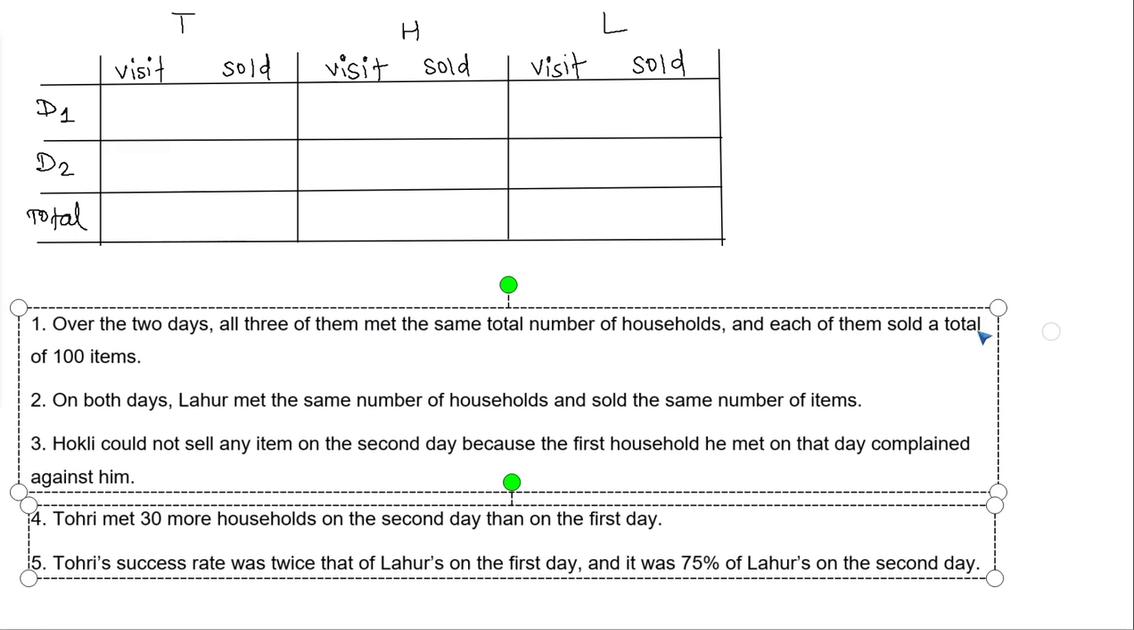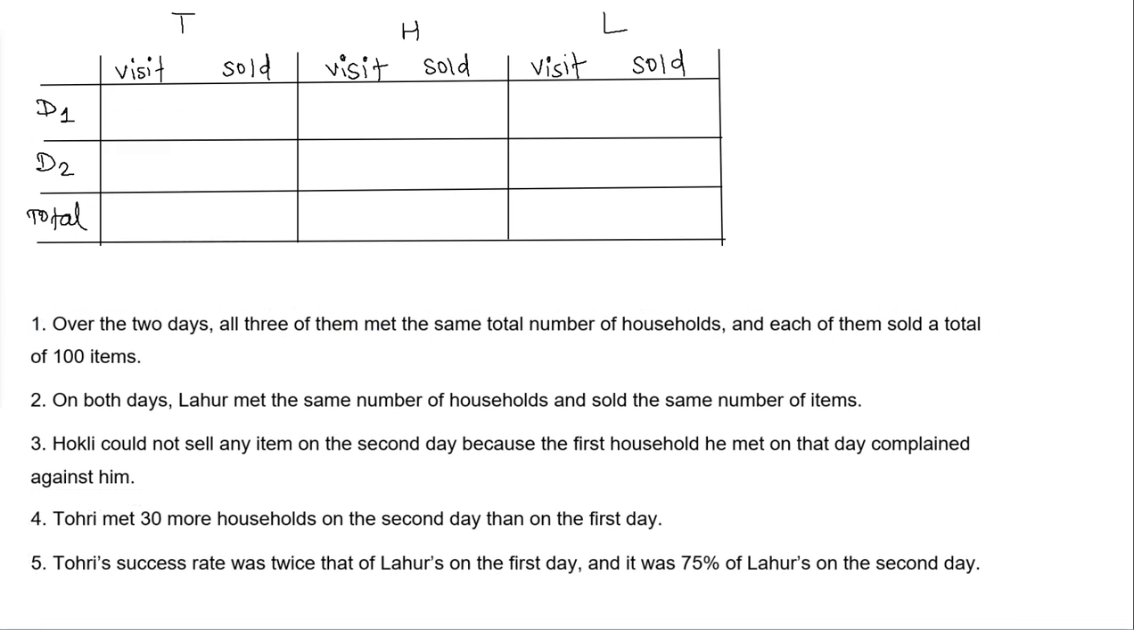I will copy this data and the table is going to be like this. There are 2 days, day 1 and day 2, and we know that the total number of items sold by each salesman over these 2 days is 100 items. So each and every salesman sold a total of 100 items on these 2 days. The second statement says that on both days L met the same number of households. So let's say L met a total of 2x households. Out of those, x are visited on day 1 and x are visited on day 2.